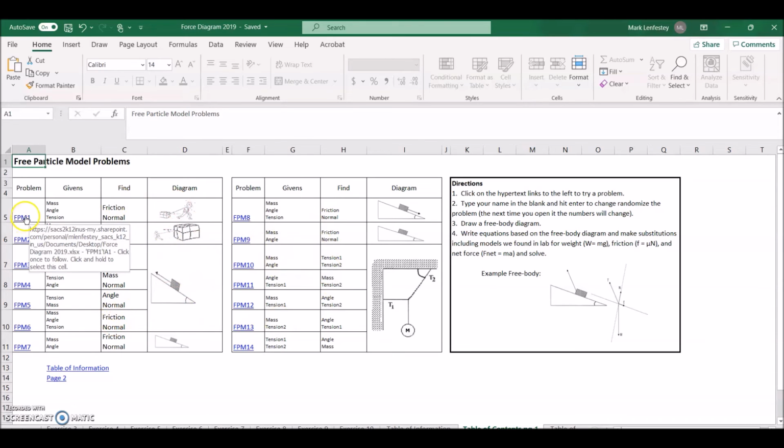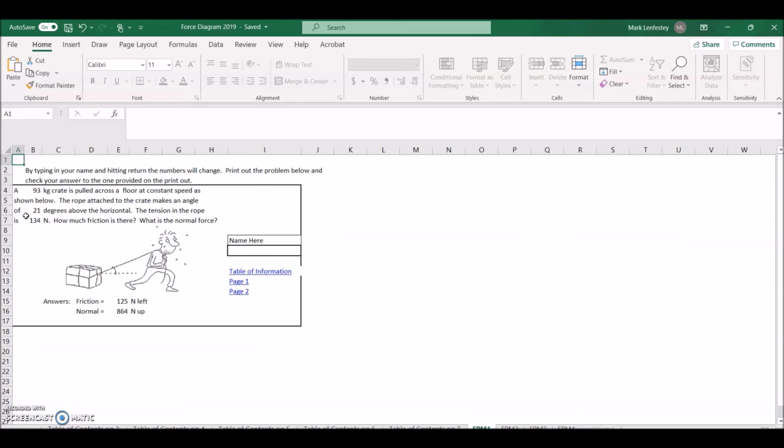For instance, let me pick on this first one here. It's going to show me a situation which I would want to draw a force diagram for. It tells me what the mass of this crate is, what the angle above the horizontal is, and what the tension is. The question is, how much friction is there? How much is the normal force? I can draw my force diagram, write my equations, and solve them. After I solve them, I can look here. It tells me what the answers are, and I can see if my answers are right.